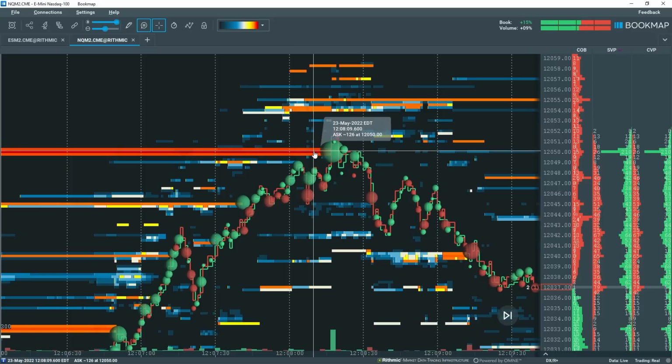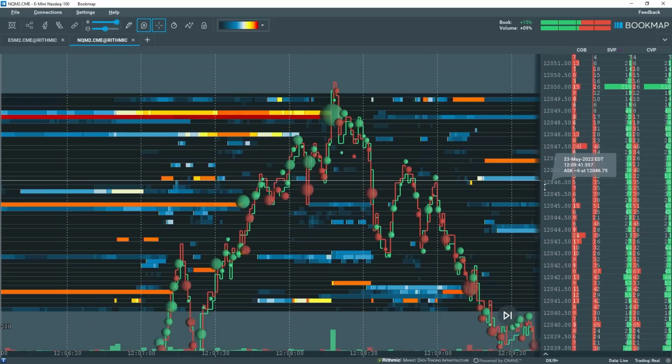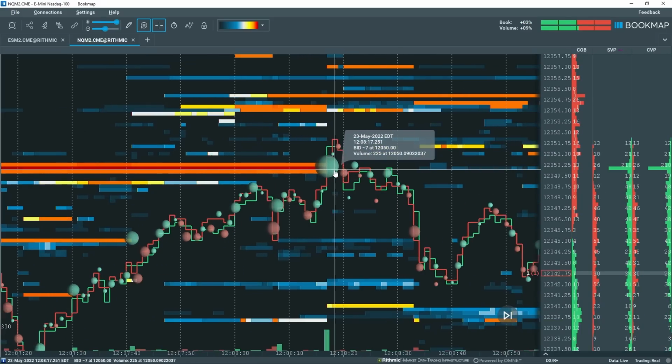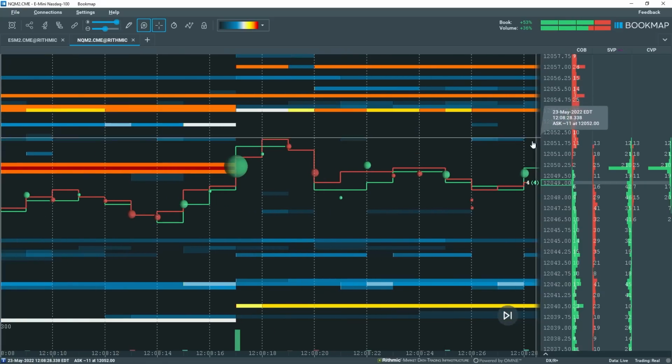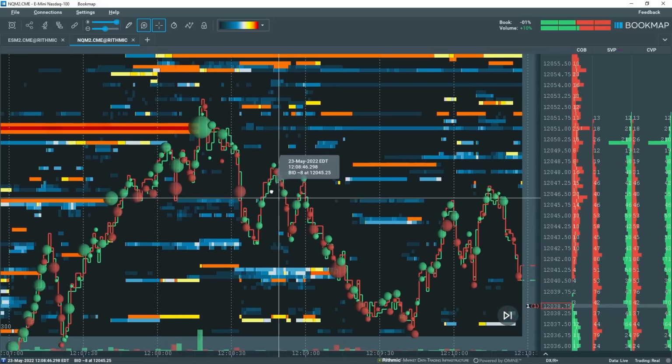And 200 lots is decently heavy size. It's actually very aggressive size on the NASDAQ. Came into the supply zone, hit the high of 12,050. The market moves up until the last buyer buys. We have a very large trap buyer, over 238 lots at the high. And now the market recognizes this.